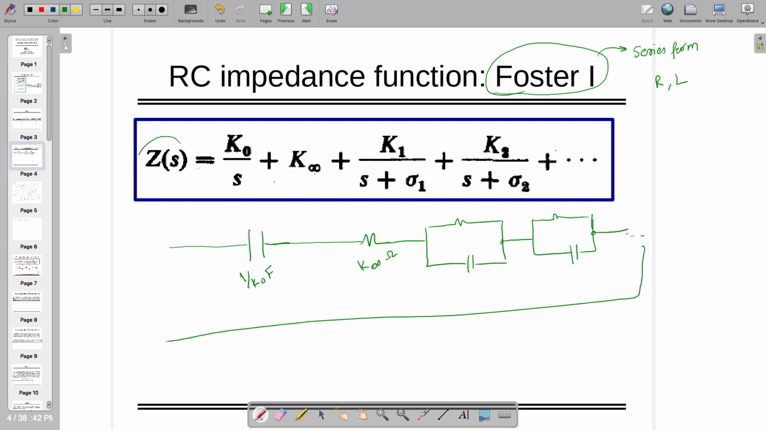But if this function is not Z, if this is Y of S, can you draw what is going to happen? And following my question, I have synthesized the circuit which was written Z of S. Can I synthesize the circuit if this is not Z of S but it is Y of S?